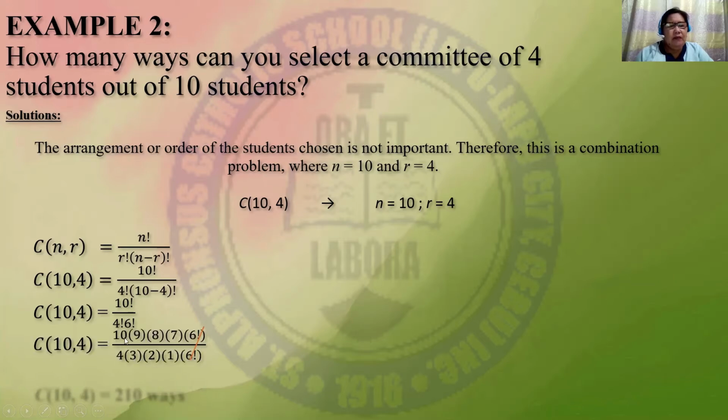Then we can expand. 10 factorial is 10 times 9 times 8 times 7 times 6 factorial. Then at the denominator, you have 4 times 3 times 2 times 1 for 4 factorial, and then 6 factorial. You don't have to expand 6 factorial. You can cancel 6 factorial in the numerator with the 6 factorial in the denominator. So the answer is 210 ways. You can select a committee of 4 students out of 10 students.